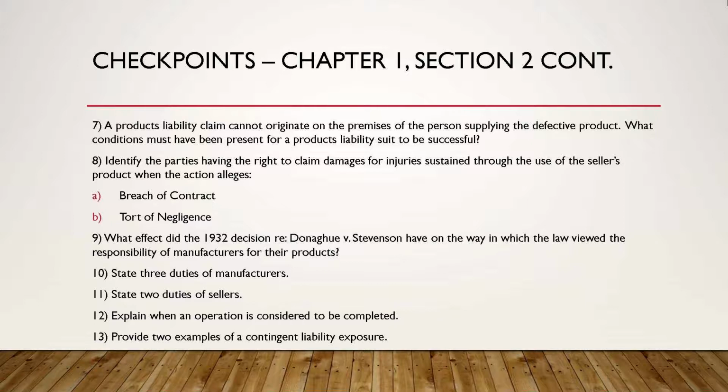Number eight, identify the parties having the right to claim damages for injuries sustained through the use of the seller's product when the action alleges breach of contract. Only the person who actually purchased the defective product and was injured is entitled to sue for breach of contract. And for the tort of negligence, all users of the defective products are entitled to sue manufacturers for their negligence when the use of products results in injury or damage. So the breach of contract answer would be only those who purchased the product could sue. And in tort of negligence, all users of the defective product could sue.